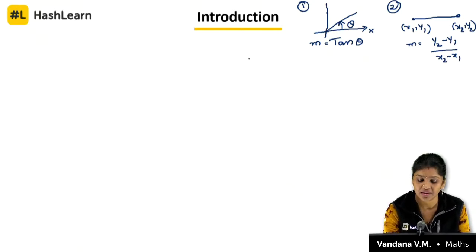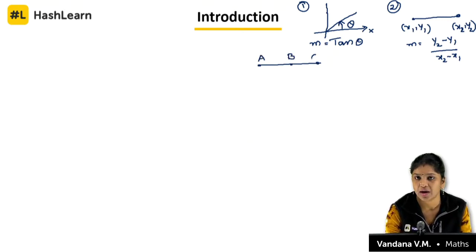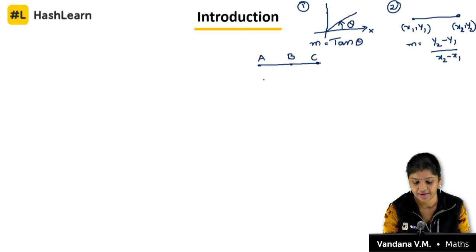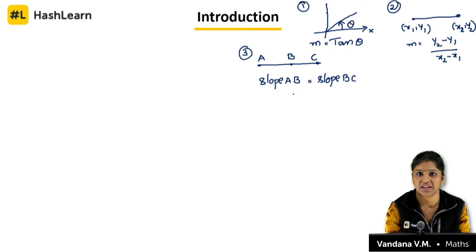And what else we learnt? If 3 points are collinear, suppose A, B, C are collinear, then the slope of AB must be equal to the slope of BC. This is what we learned yesterday about these 3 points. Today let us learn the various forms of a straight line.